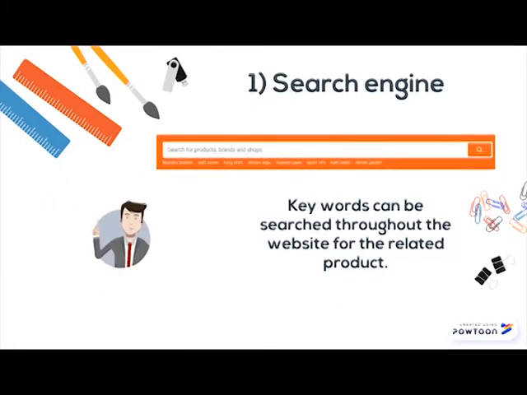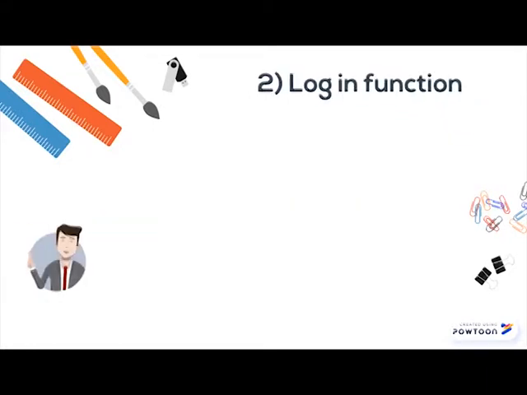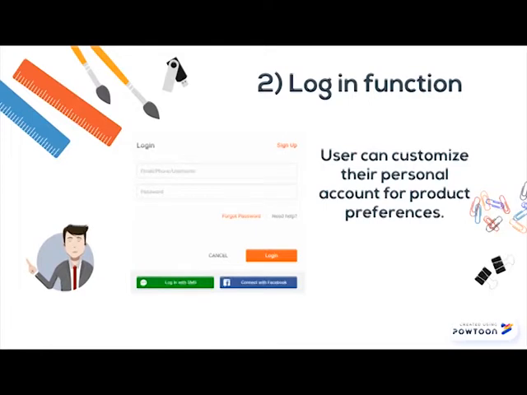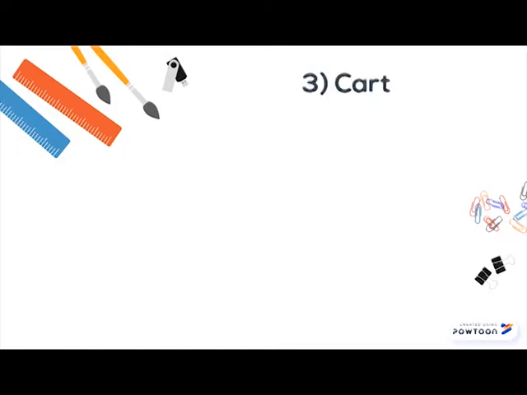And the first one is the search engine. Keywords can be searched throughout the website for the related product, and the search can be done at this search bar. And the second one is the login function, which is included in Shopee. Users can customize their personal account for product preference and edit their own product.